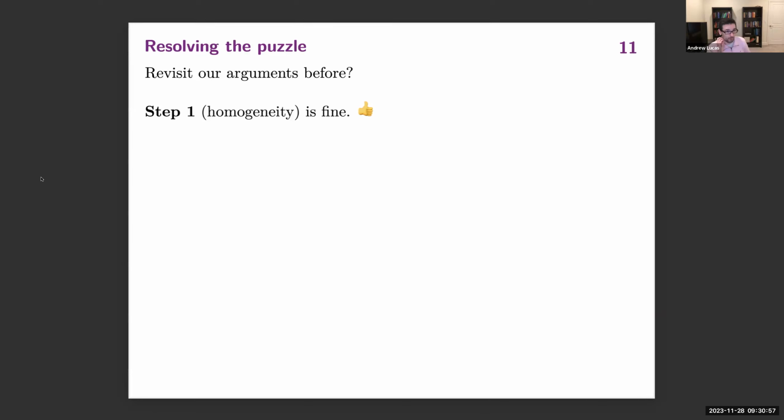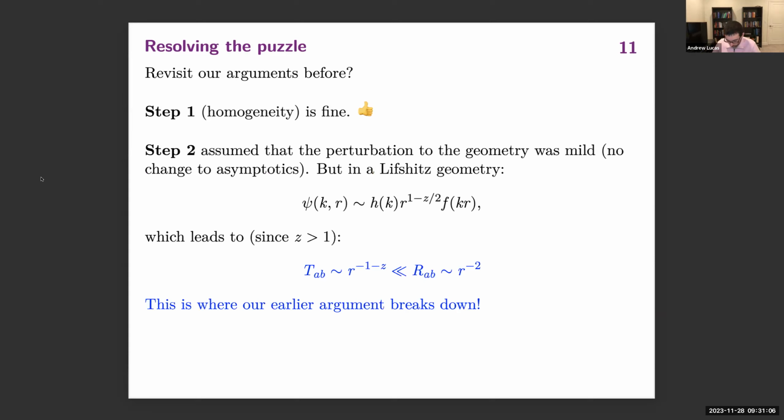So we couldn't find a problem with step 1, so we'll move on from that. We think that the IR geometry should be homogeneous. But we found a problem with step 2. So in step 2, what did we do? We said that the geometry is AdS. So we solved the scalar theory, or the scalar equation of motion around an AdS background. We found some solutions and we constructed a stress tensor out of those solutions.